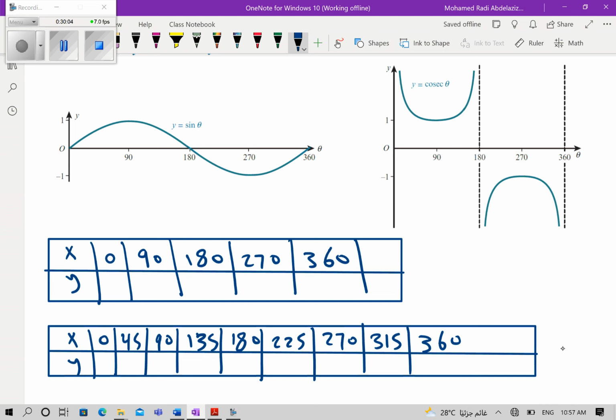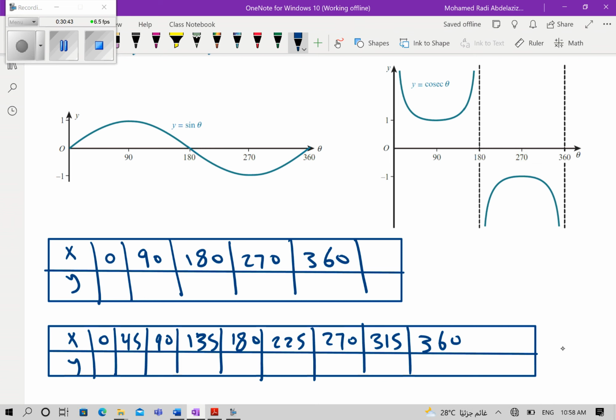Whatever the steps are, 0, 10, 20, 30, 40, or 0, 30, 60, 90, 120, or 0, 45, 90, 135, or 0, 22.5, we divide by 2, by 3, by 4. 90 divided by 2 is 45: 0, 45, 90. 90 divided by 3 is 30: 0, 30, 60, 90. 90 divided by 4 is 22.5: 0, 22.5, then 45. Each time we add 22.5.